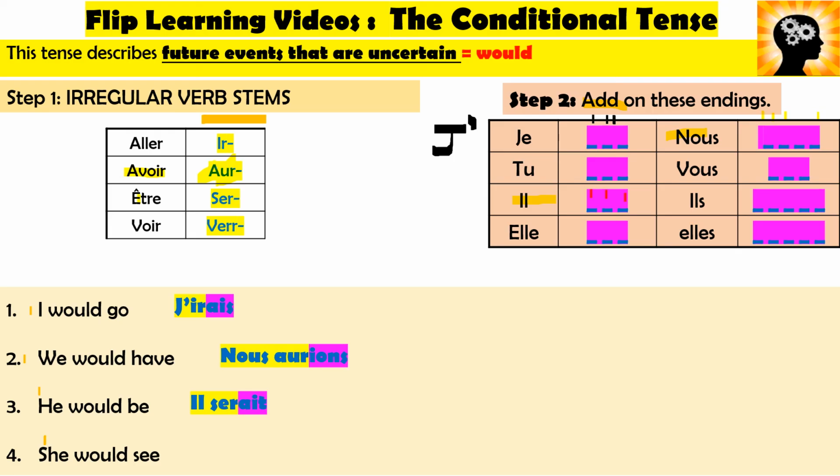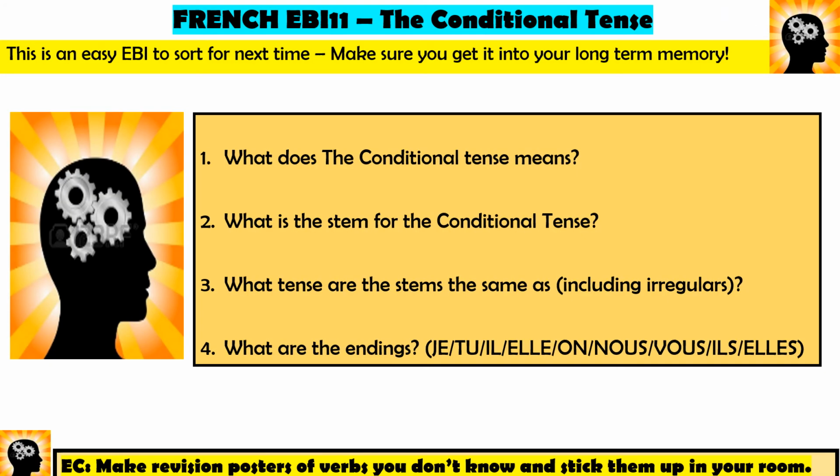And then finally, she would see. Voir changes to verr. We need elle first. Elle verr, and then it's the same ending for would. In the elle form, it changes to A-I-T. Elle verrait. Voilà, elle verrait. So, these are the irregular verbs in the conditional tense.